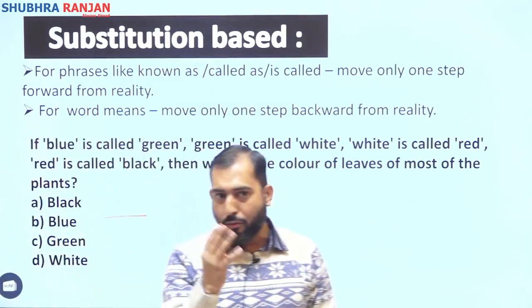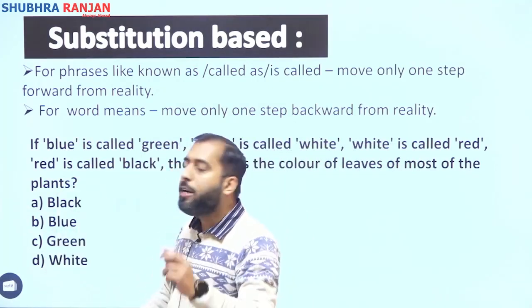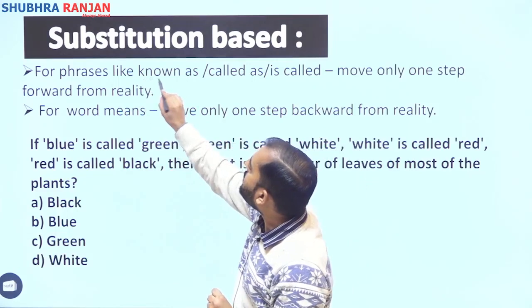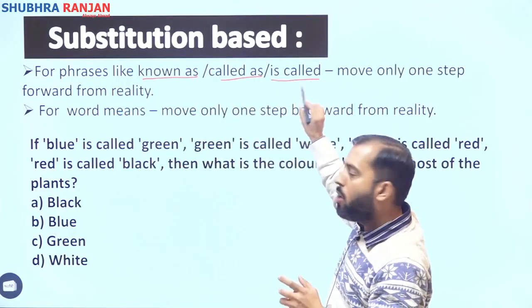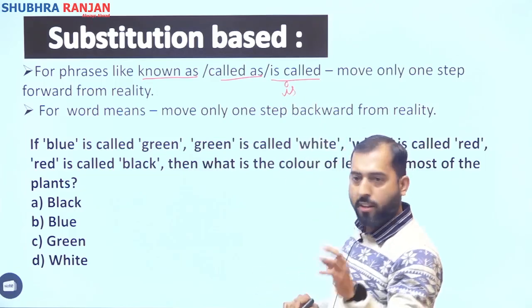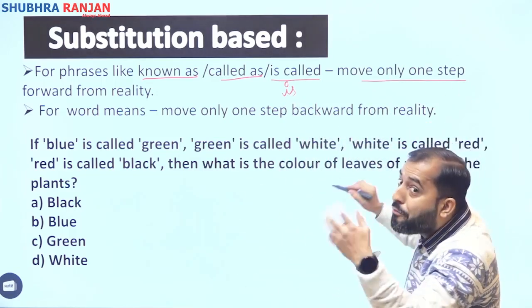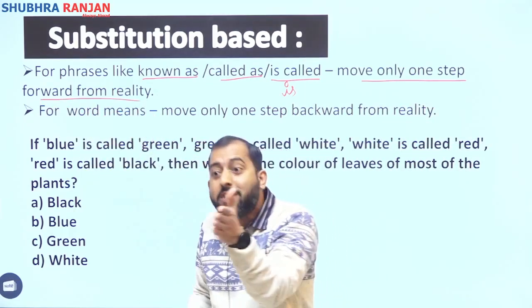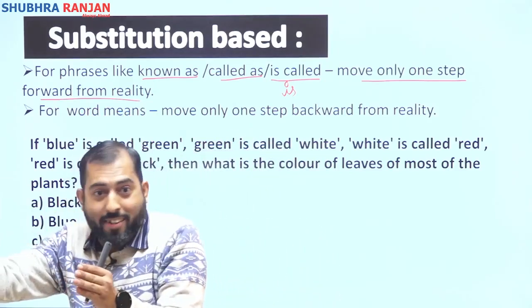coding, type number 4. In this type, there will be two types of problem. The first type of problem is one in which you will see phrases like known as, called as, is called, or is. In this case, you will move only one step forward. Just try to remember the example that I just discussed. One step forward from reality. The meaning of known as is to go forward.